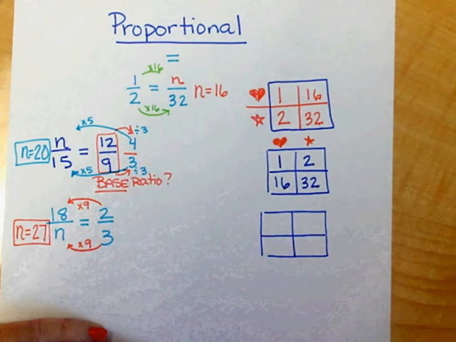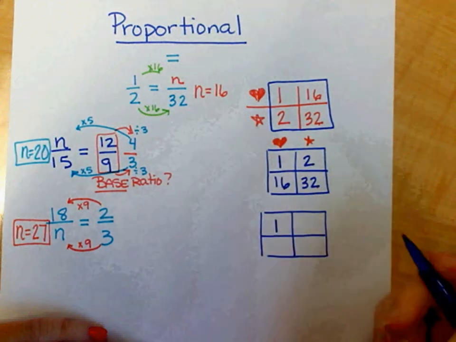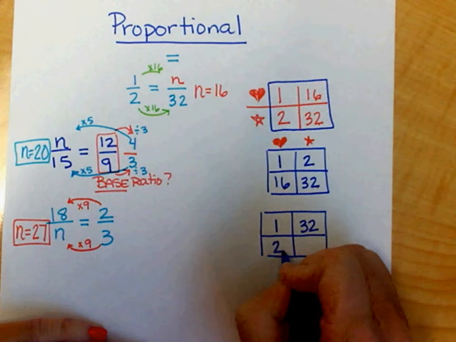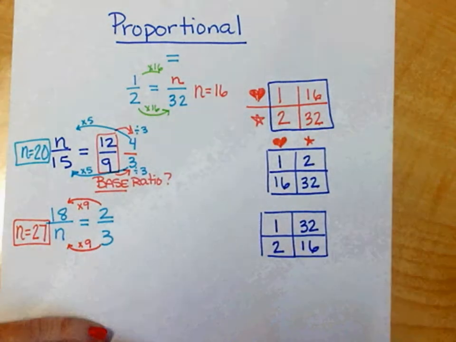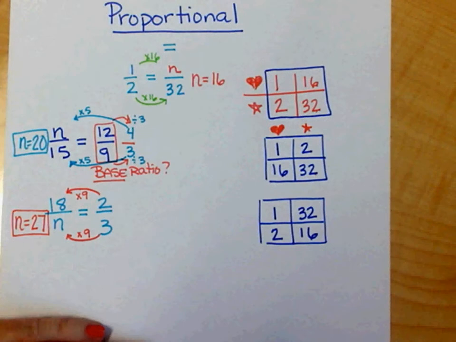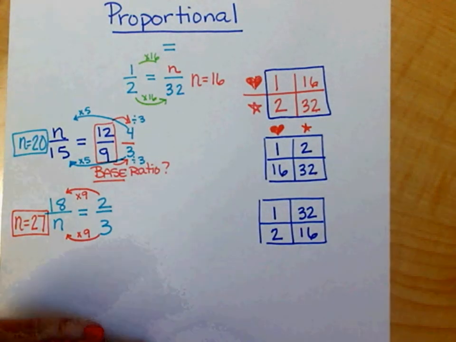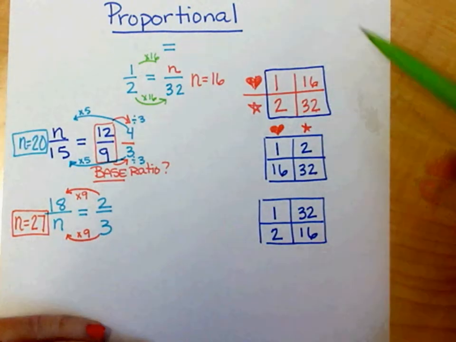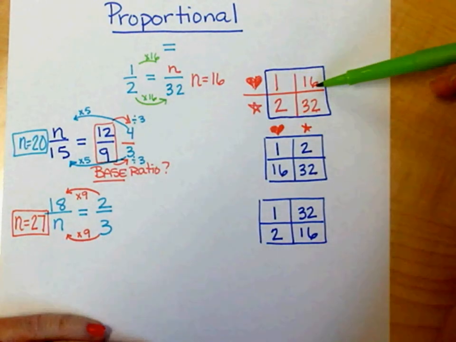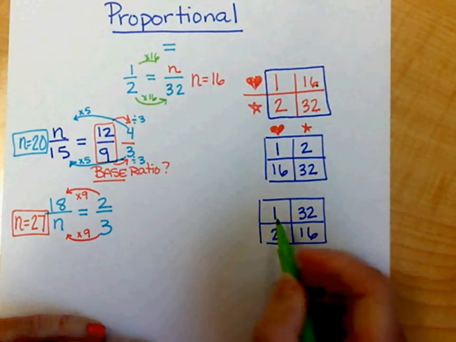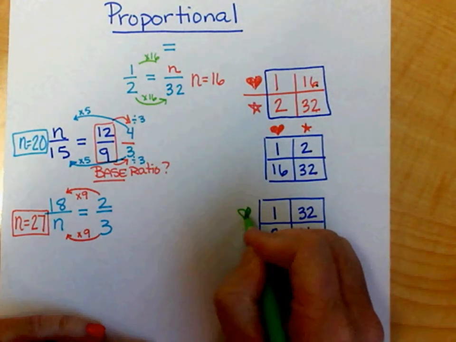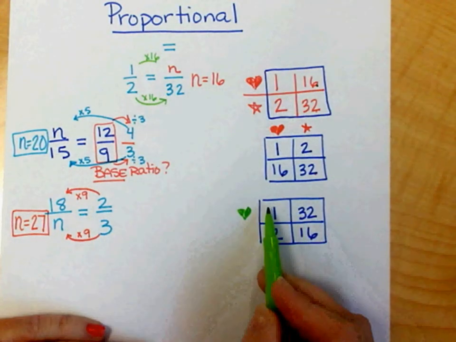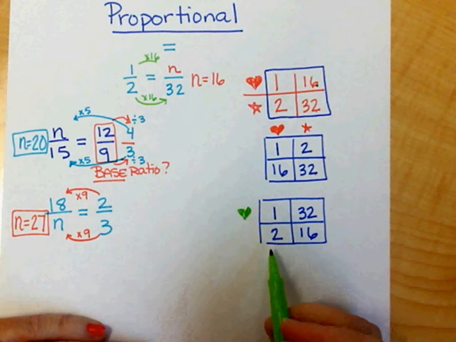Let's try one more table. This time I'm going to put my 1 and my 32 and my 2 and my 16. So let's think. Is this proportional? Up here I said I had 1 heart, I would have 16 hearts. So here I see my 1 heart. Do I get 16 hearts? Either side by side or up and down? No.